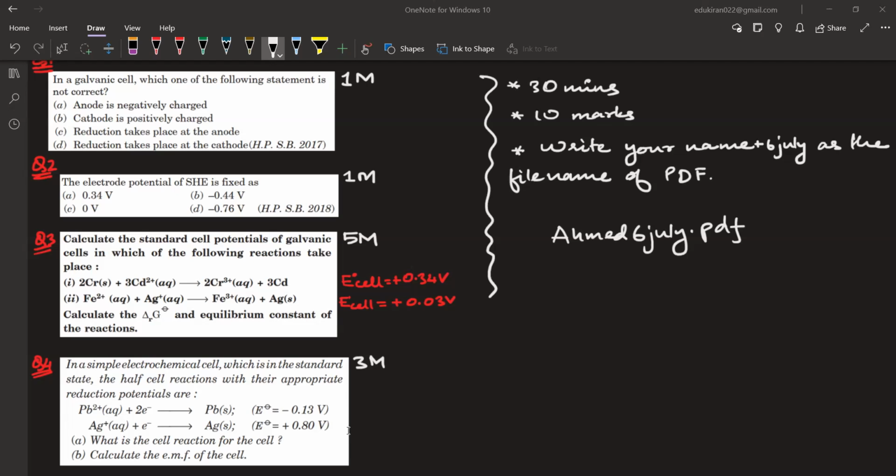Sir, the first E naught cell in the third question is of chromium or cadmium. Okay, nothing. I didn't ask anything. What, Fatima? No, I didn't ask anything. Okay, fine. See, the E naught cell is given. So for the whole thing, you don't even have to calculate E naught cell. I gave the E naught cell.